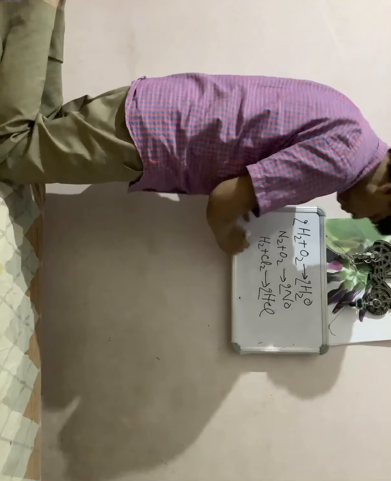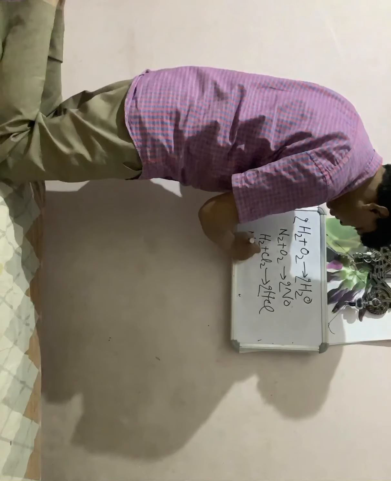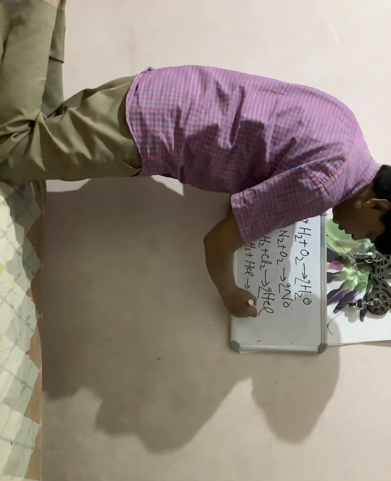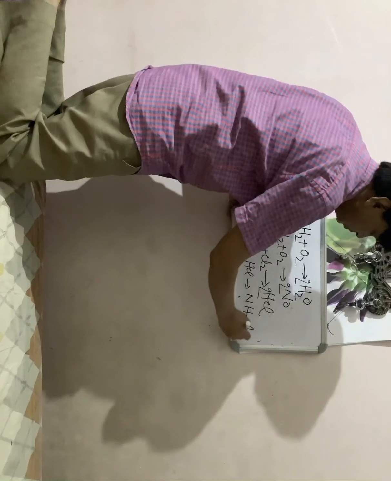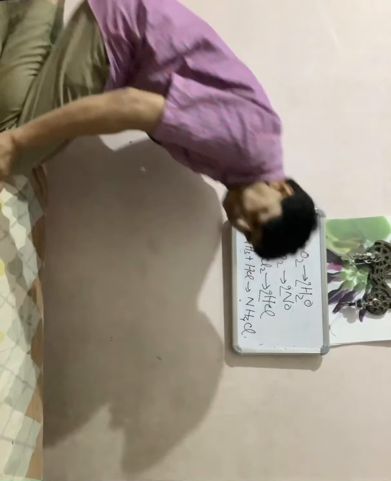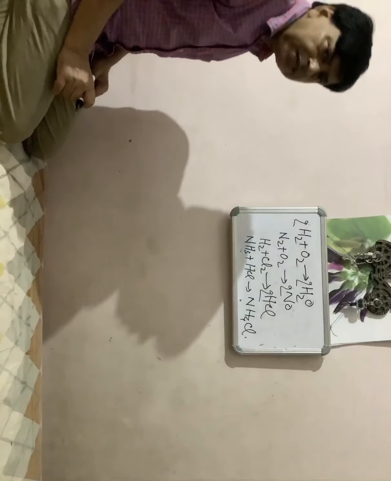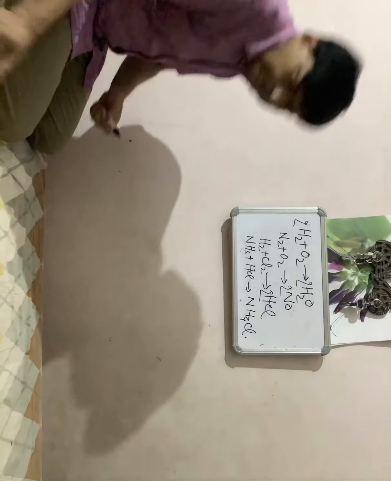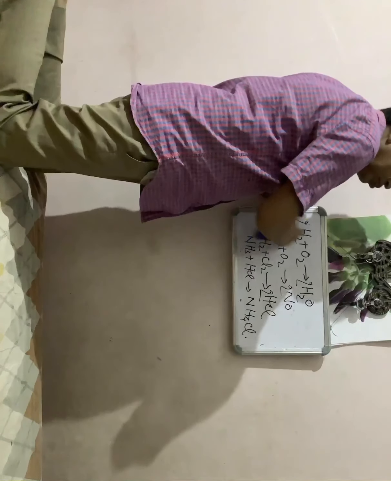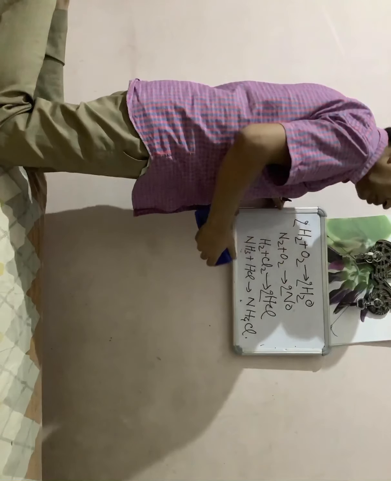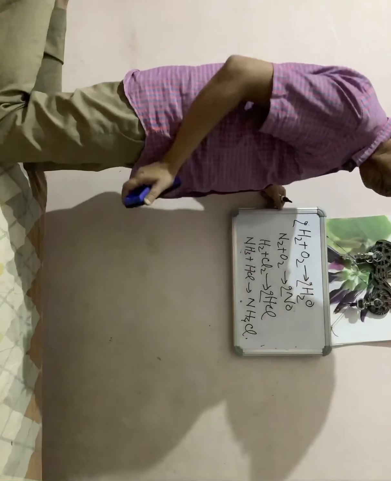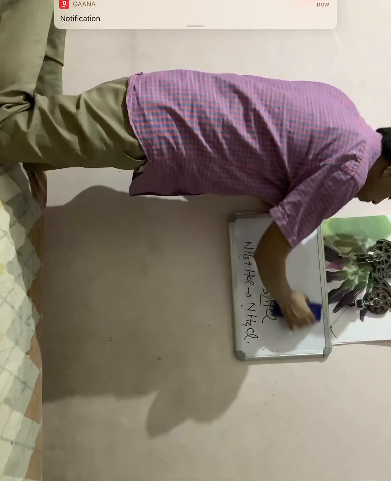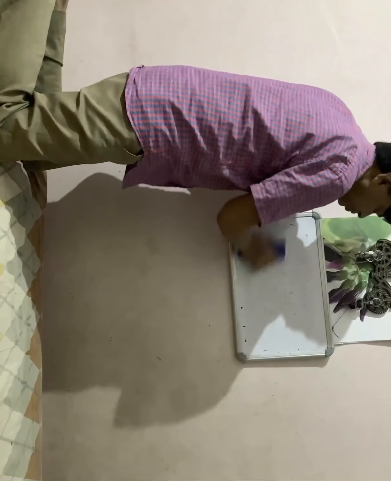Now NH3 plus HCl will form NH4Cl. This is an example of combination reaction. So the combination reaction is that reaction in which two or more substances combine to form a single compound. In this reaction, sometimes two elements combine to form a compound. Sometimes two compounds combine to form a single compound. Sometimes elements and compounds combine to form a single compound.